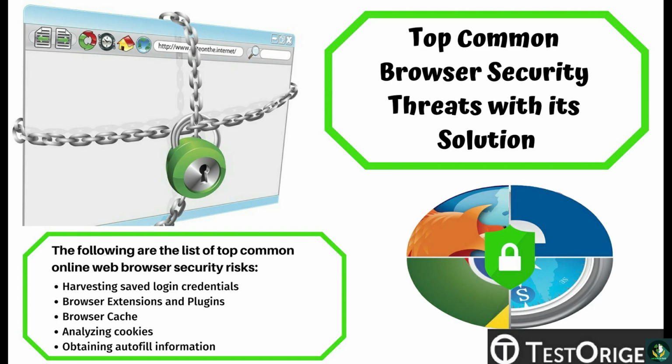The following is the list of the top common online web browser security risks: harvesting saved login credentials, browser extensions and plugins, browser cache, analyzing cookies, obtaining autofill information, phishing sites, invalid SSL certificates, weak cryptography, mixed content, and reflected cross-site scripting vulnerabilities.